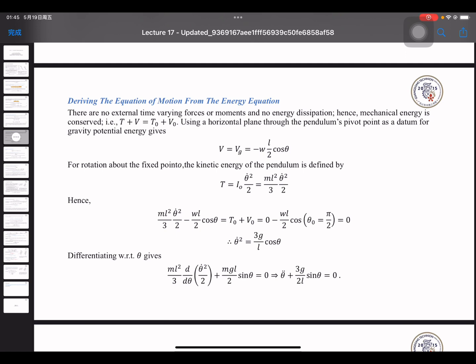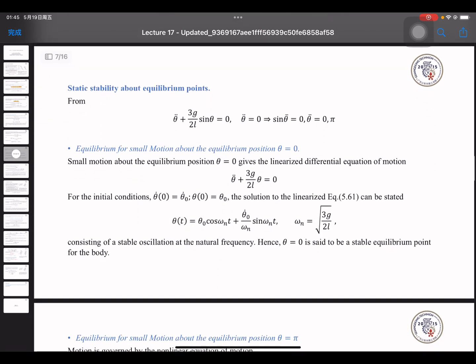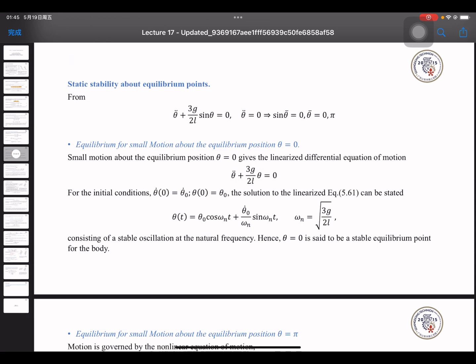Differentiating with respect to theta gives m L squared over 3 times d theta dot squared plus m g L over 2 times sine theta. This is the derivation. Finally, we can get the same equation. But it seems that the first one was easier, I think. Let's see the static stability about equilibrium points. So finally, we get the equation like this one.